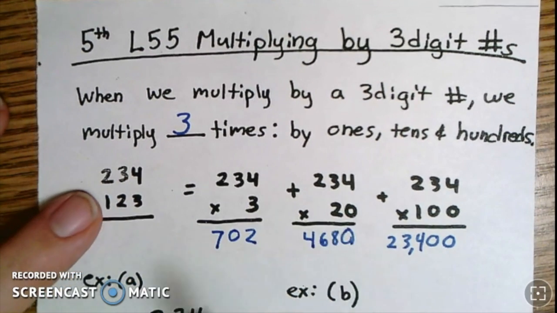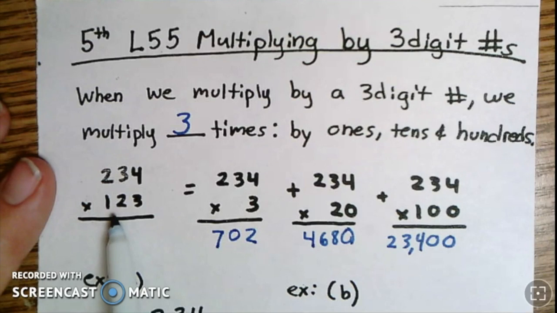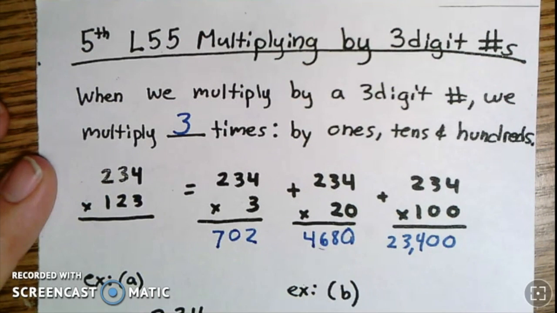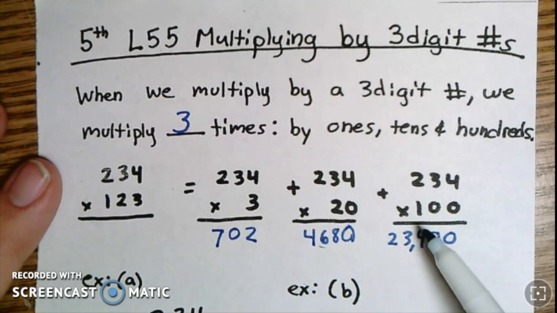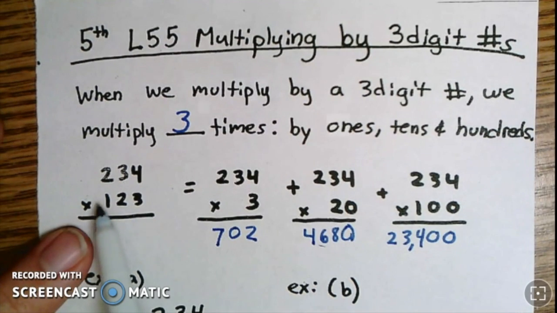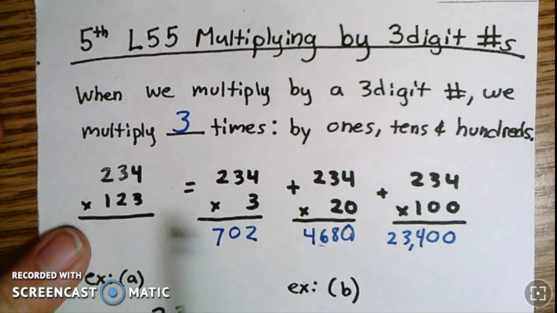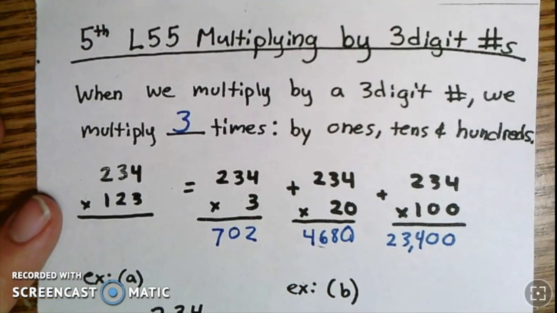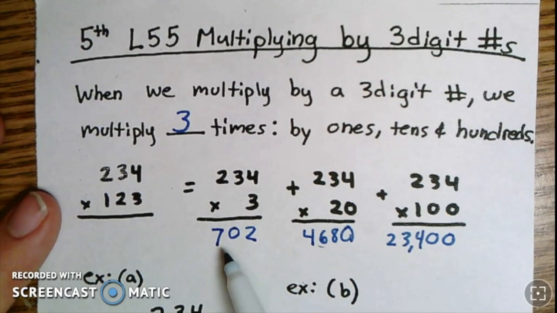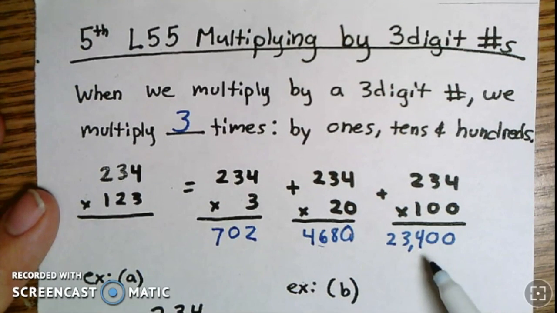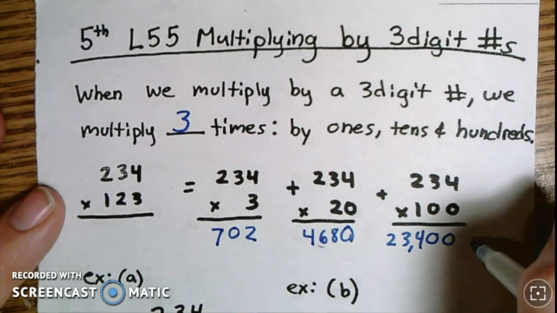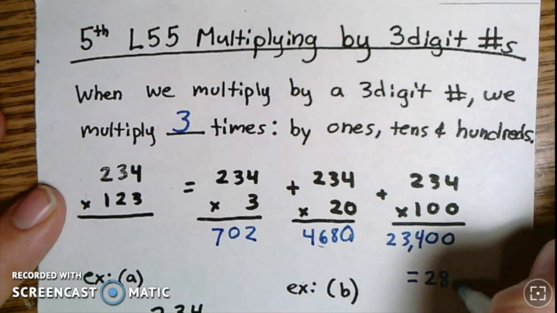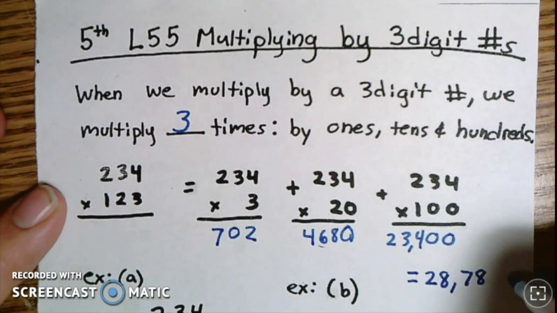And then I'm going to multiply by the tens place value, which will be 20. And I'll get 4,680. And then I'll multiply by the hundreds place value, which in this case is 1, so 100. And I'll get 23,400. And then my last step will be to add 702, 4,680, 23,400, and my final answer would end up being 28,782.